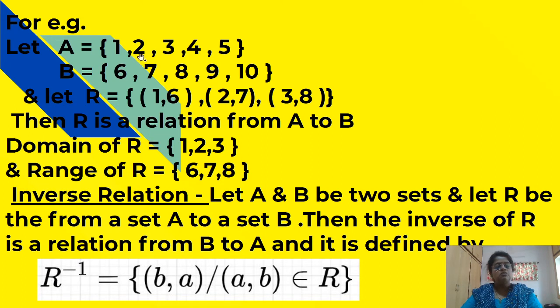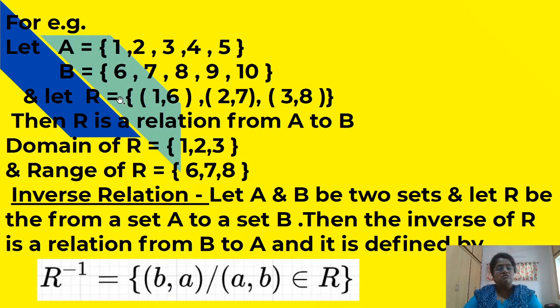Let A is equal to {1, 2, 3, 4, 5} and B is equal to {6, 7, 8, 9, 10}. Now when we consider A cross B, then it will contain totally 5 into 5, meaning 25 pairs, like (1, 6), (2, 6), (3, 6), (4, 6), (5, 6) and so on. Because A contains 5 elements, B contains 5 elements, and therefore A cross B, that is the Cartesian product of A and B, will contain totally 25 ordered pairs.